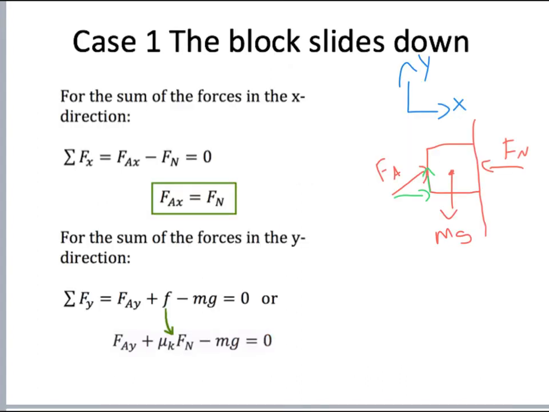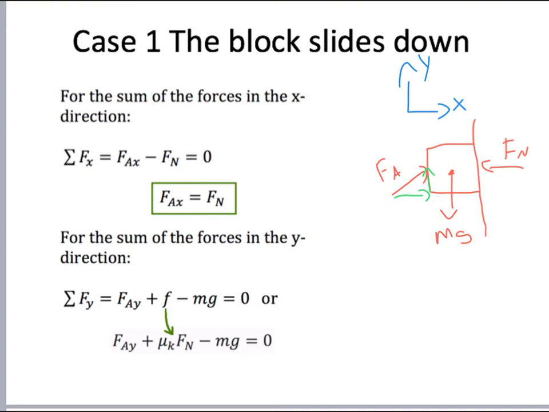Okay, so I've drawn my picture here. I've got my XY coordinate system. I've got my weight, which is pulling down. I've got my normal force, and I've got my applied force. And I've broken my applied force into X and Y components here. We've already seen this picture in the previous slide, but I just wanted to sketch it for us to be able to look at.